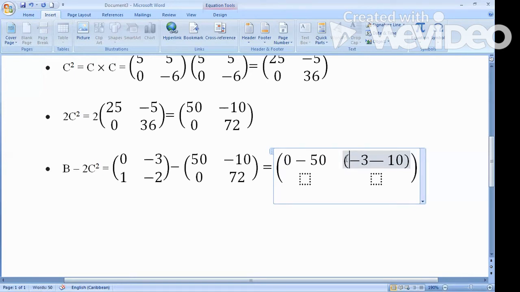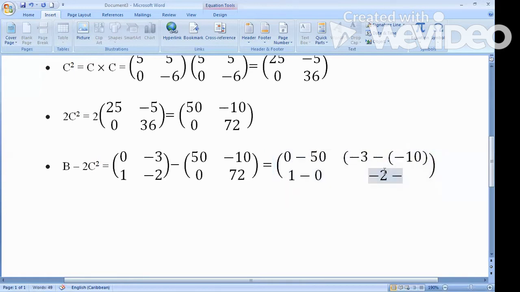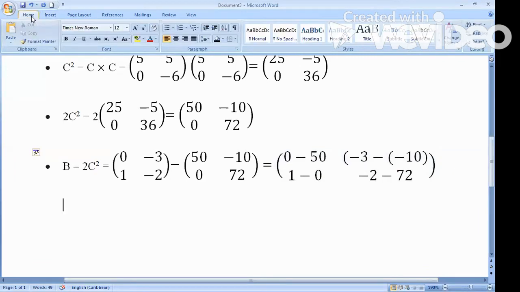Hold on a second. So subtract 10, right? And these two negatives will give you a positive. And you have 1 minus 0. Negative 2 subtract 72. All right.